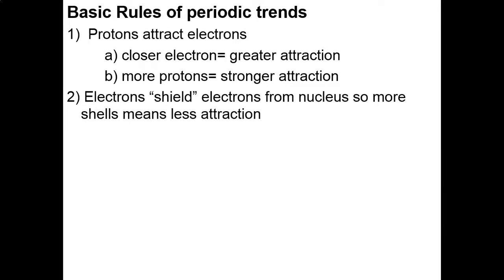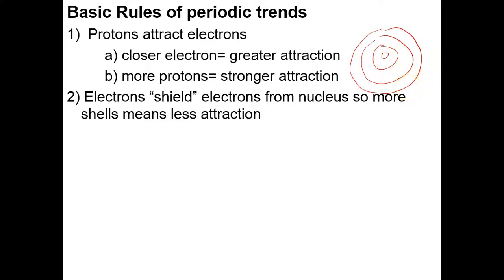And electrons shield electrons from the nucleus, so more shells means less attraction. So as you add more shells, you have what's called shielding, which in English means that these electrons here in this 3rd shell or 2nd shell will shield the nucleus, block it basically, from these electrons in the outermost shell.